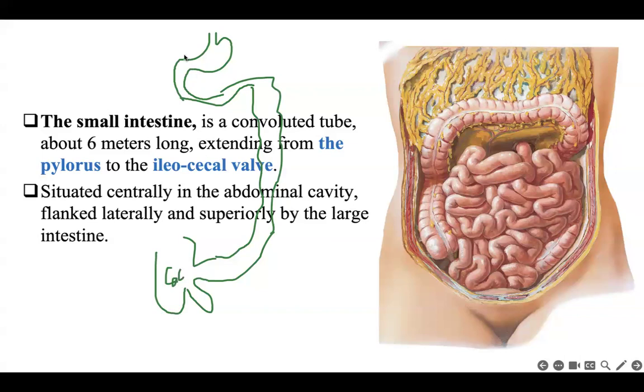So the junction between the pylorus and the duodenum is the beginning of the small intestine, and it terminates at the cecum at what is called the ileocecal junction or ileocecal valve. The small intestine is located in the center of the abdomen, but the large intestine is in the flank or in the periphery.